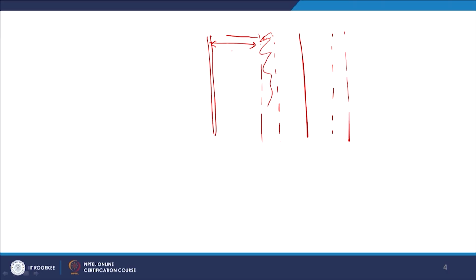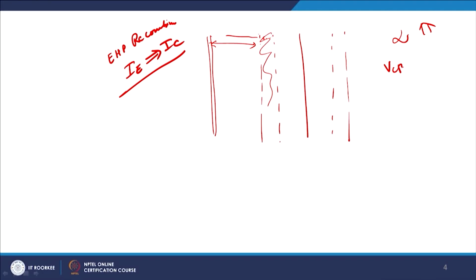Right. As a result, the EHP, electron hole pair recombination will also be reduced, and more of IE will be allowed to go to IC, and therefore your alpha value will increase, and as a result the current will not remain constant, but will change with respect to VCB. Please understand this point very carefully.